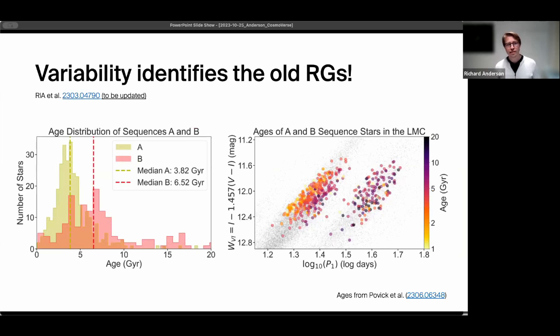What's very interesting is that the variability of these sources actually identifies the age of the population. I responded to the referee on this paper almost 2 months ago, hoping to get a response soon. But I'll show you a small preview here of what is in the new version, using ages that were determined using spectroscopy by Povick et al. We are able to show that the B sequence, this one here, is populated by older stars than the A sequence, and you see the histograms over here.